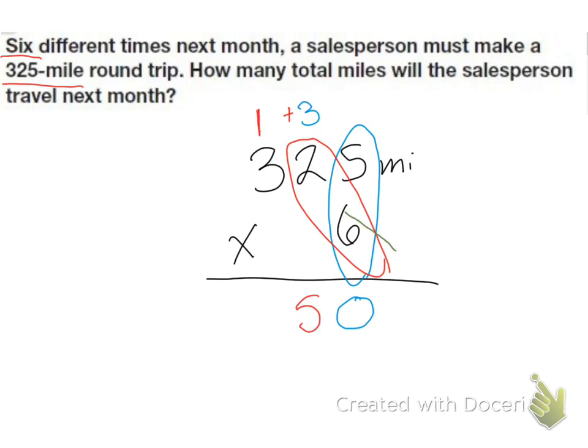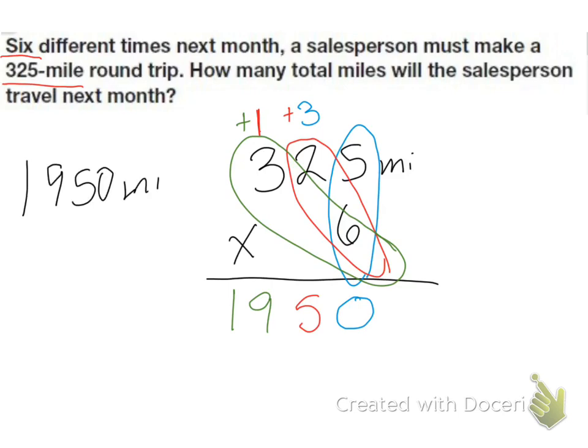Now I'm going to do 6 times 3. 6 times 3 is 18. Then I add the 1 I carried, so 18 plus 1 is 19. So my answer is 1,950 miles.